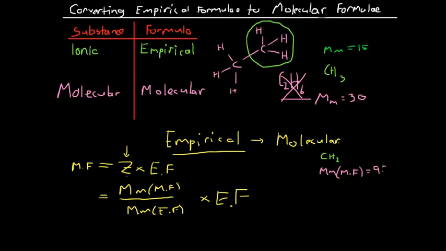So we've figured out that CH2 is the empirical formula, and we've gained the information that the molar mass of the molecular substance, or the molar mass of the molecular formula, is 98.0. We want to figure out the molecular formula for the substance we're dealing with here. So what we have to do is figure out the molar mass of CH2, which is equal to 12 for carbon plus 2 times 1 for hydrogen, so 14.